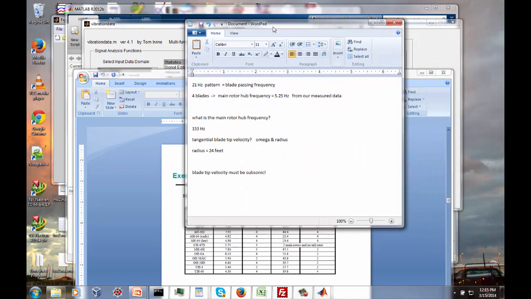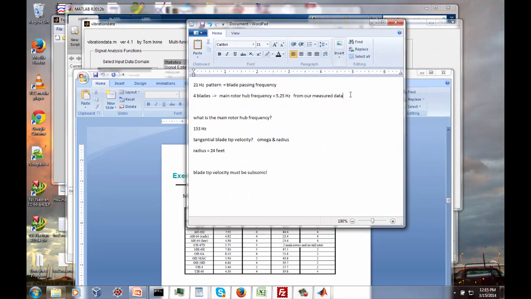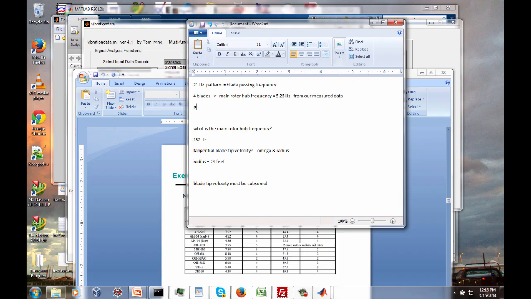So here we have 5.25 hertz from our measured data, but the published MIL Standard data is 4.84 hertz. Again, I'm splitting the difference. So it looks like we're off by about 10% or so, whatever percent that works out to be. So what's wrong? Do we have an error here? Is there an error in the way we take our Fourier transform?